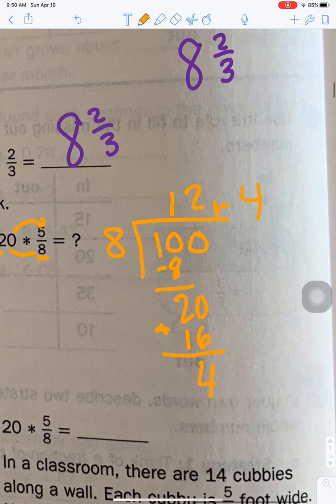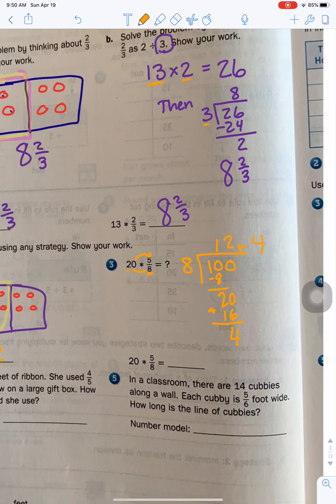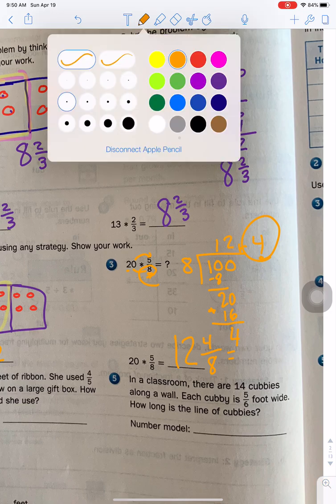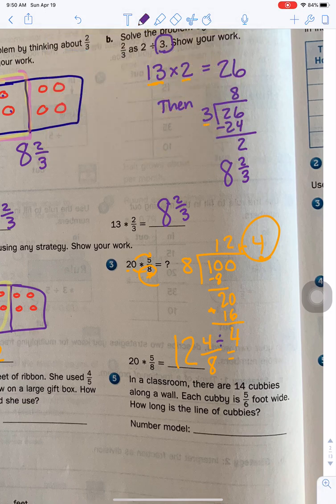So the answer for this problem is 12, and since the remainder is 4, we're going to say 4 and the same denominator 8. 12 and 4/8, which is also equivalent to, if you were to divide this and reduce the fraction, you would have 2/4. 12 and 2/4, which is also equal to 12 and 1/2.